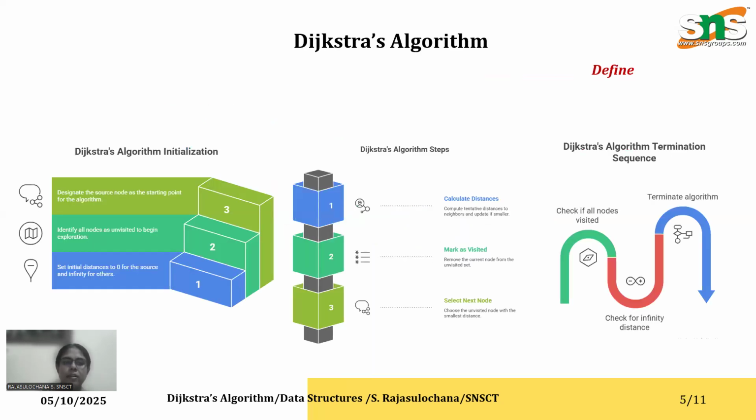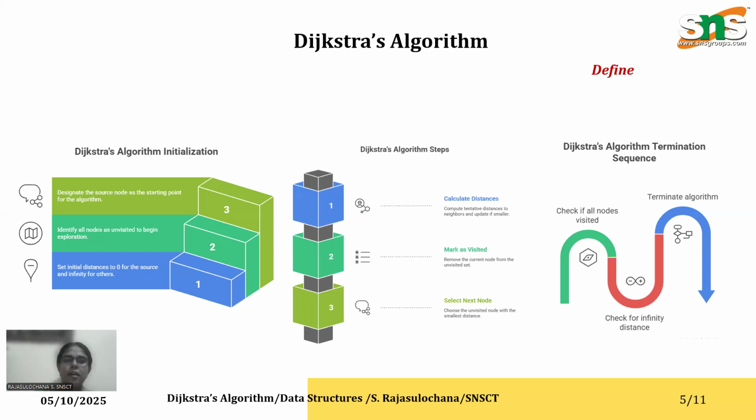Dijkstra's algorithm can be defined in these ways. It has a designated single source node as the starting point of the algorithm. Initially, you assign the distance 0 for the source vertex, and infinity is assigned for all the other vertices. You identify the nodes as unvisited to begin exploration. From that designated source node, you calculate the distance to all the other vertices.